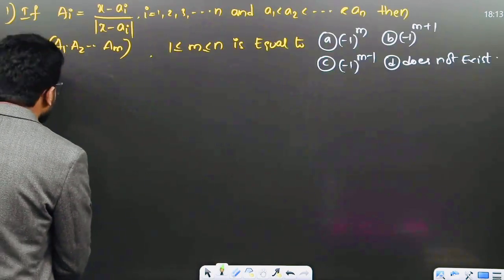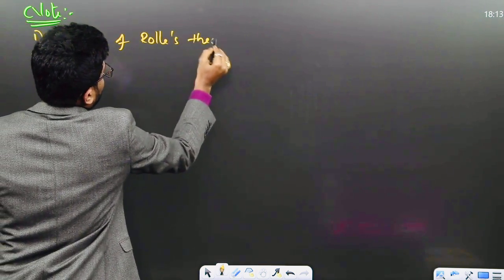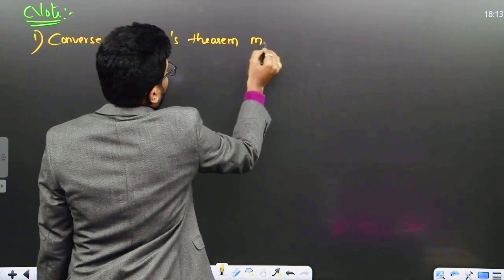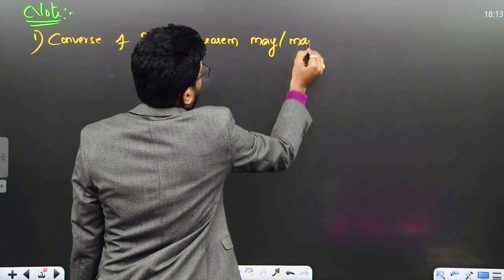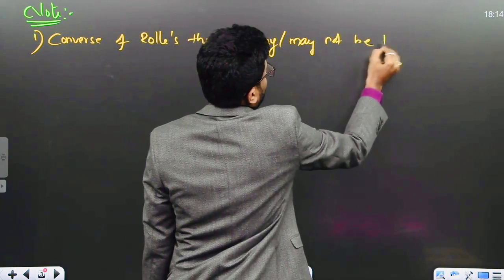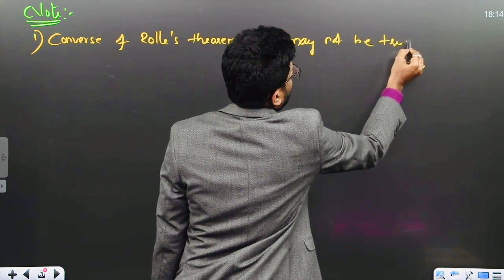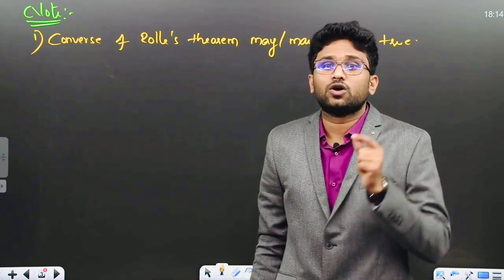Let's understand some more note points. First note point that we can take is that the converse of Rolle's theorem need not be true. The converse of Rolle's theorem may or may not be true.